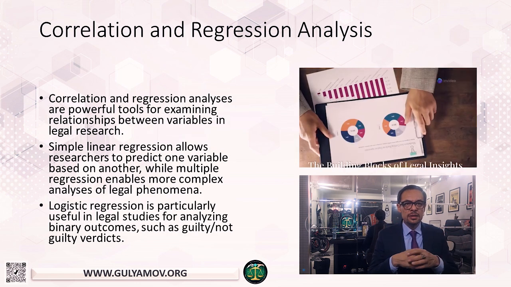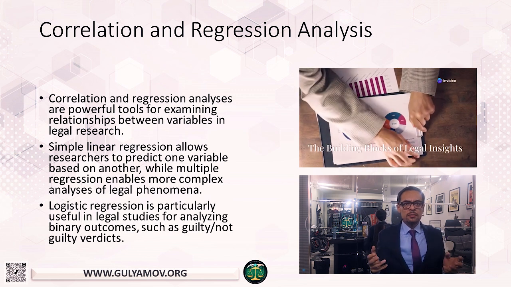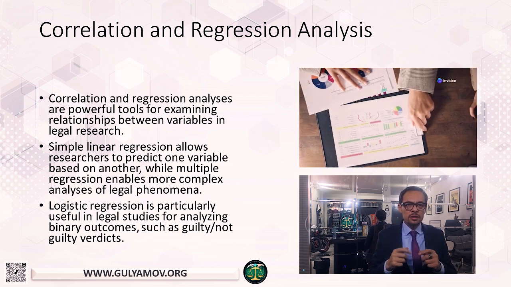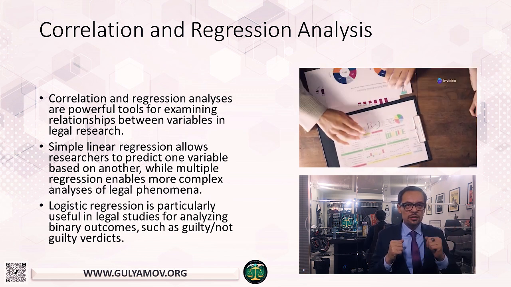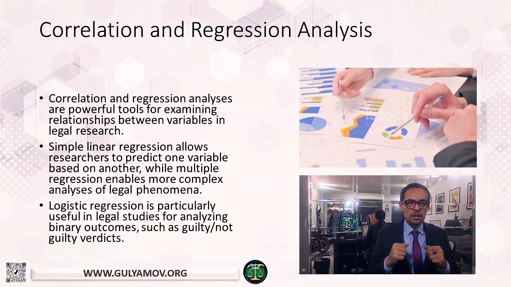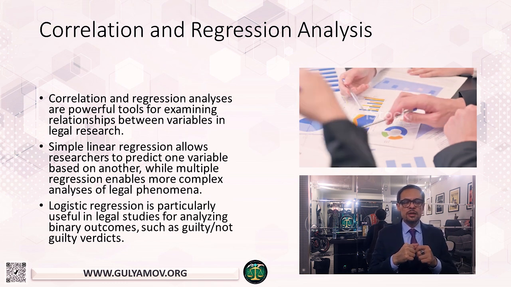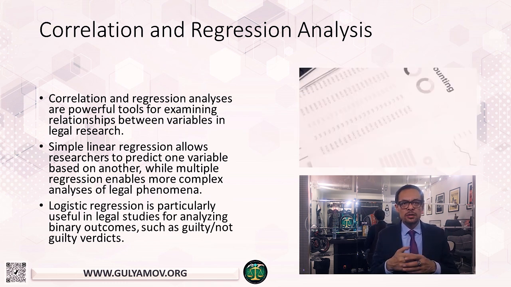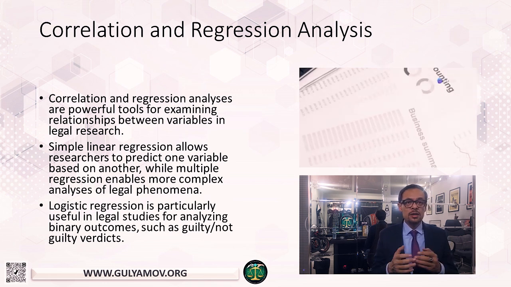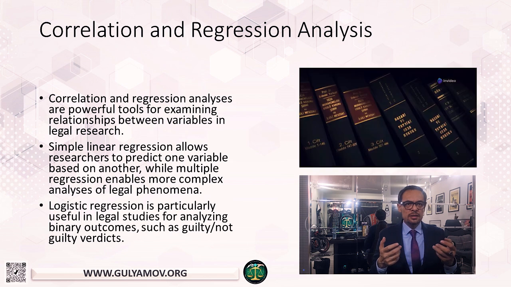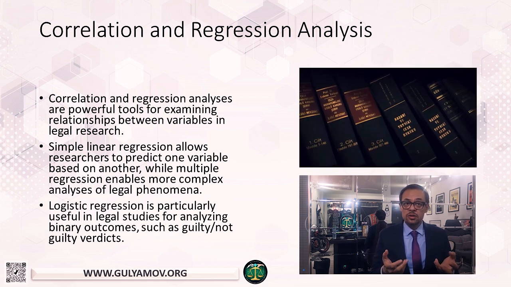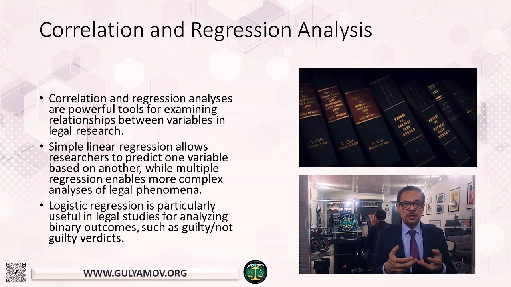Correlation and regression analysis. Correlation and regression analyses are powerful tools for examining relationships between variables in legal research. While correlation indicates the strength and direction of a relationship, causation implies that changes in one variable directly influence another. For instance, a study might find a strong positive correlation between the number of police officers and crime rates, but this does not necessarily imply that increasing police presence causes crime.